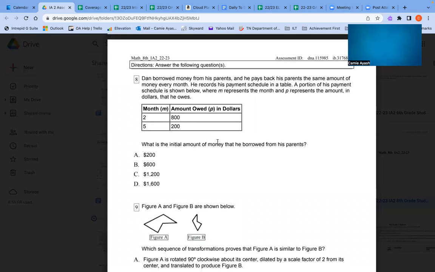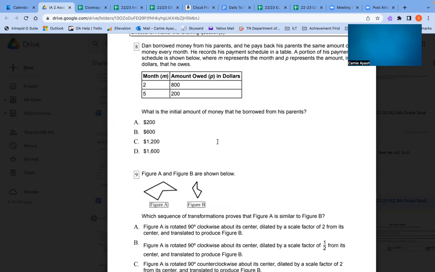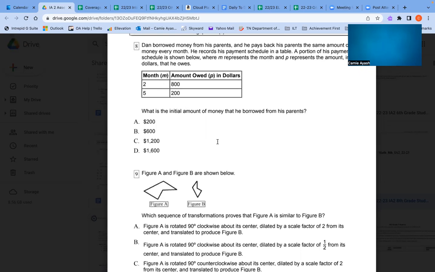Number 8, Dan borrowed money from his parents and he pays back his parents the same amount of money every month. He records his payment schedule in a table. A portion of his payment schedule is shown below, where M represents the month and P represents the amount in dollars that he owes. What is the initial amount of money that he borrowed from his parents? A, $200. B, $600. C, $1,200. D, $1,600.